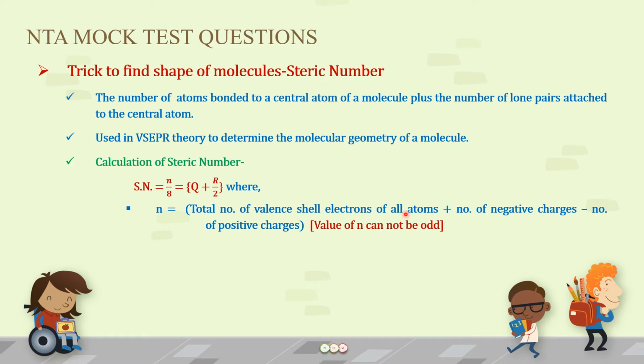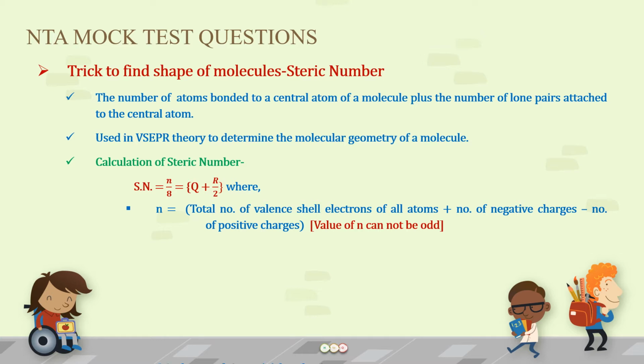To that, if it is a negative ion, just add the number of negative charges, and if it is a positive ion, subtract the number of positive charges from it. The sum total of all this is going to be equal to n. Okay, and what you have to do is n by 8. When you do n by 8, you will get the value of the steric number.